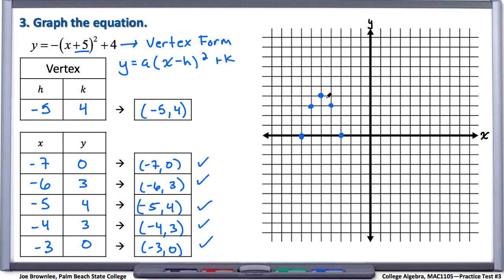And now that we've got all of our points on our graph, we can go ahead and connect these points. And there we have it, our parabola.